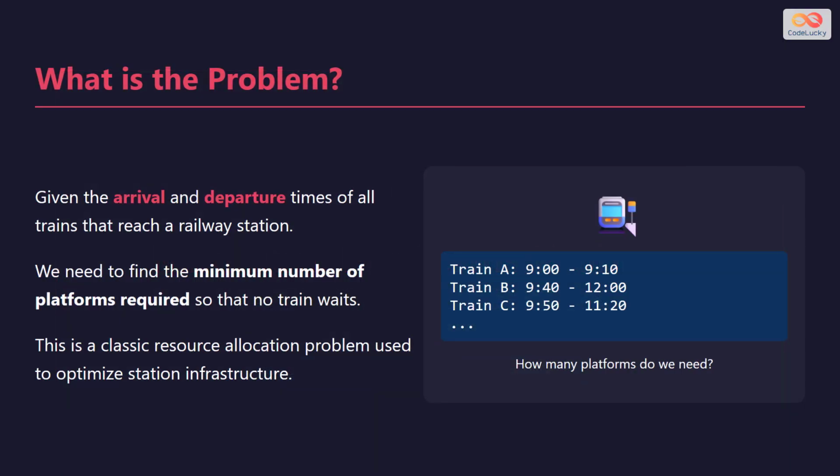You are given the arrival and departure times of several trains that are scheduled to reach a specific railway station. Your task is to calculate the minimum number of platforms required so that no train has to wait. Essentially, if two trains are at the station at the same time, they need different platforms.